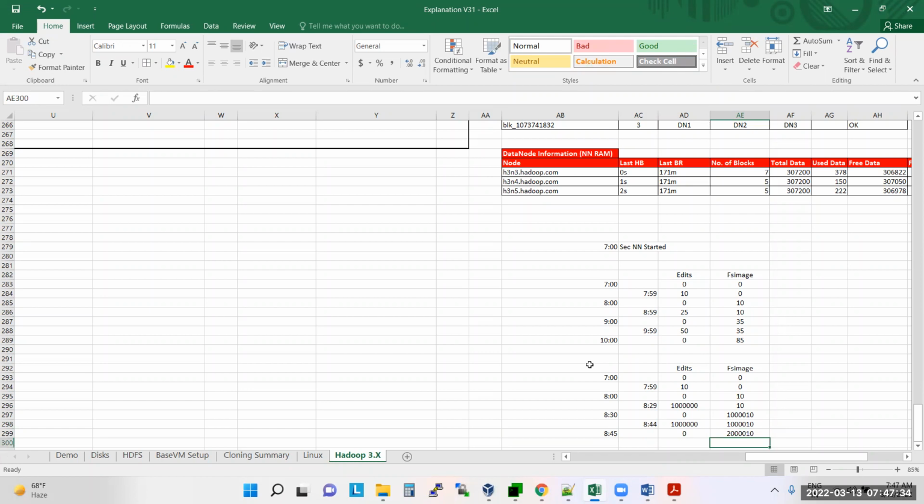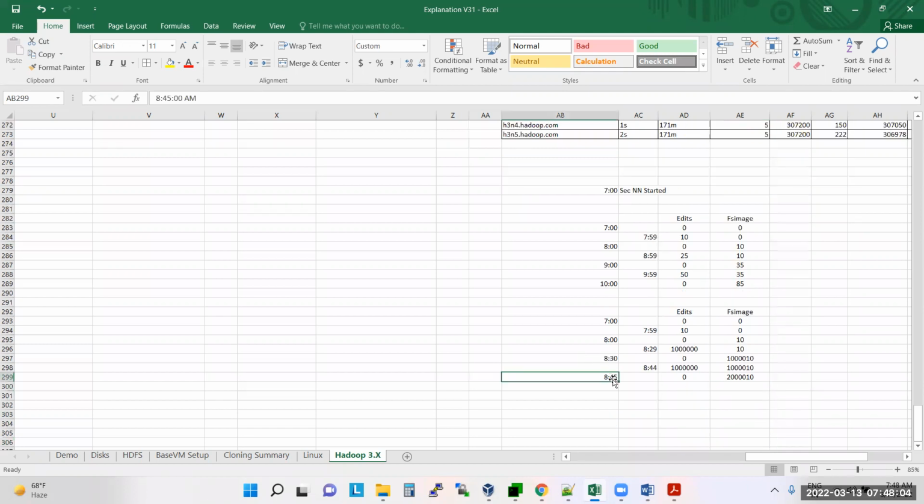Understood, guys? Whichever criterion is met first, the checkpoint will happen. If the time criterion comes first, the checkpoint will happen, or if the number of transactions criterion comes first, the checkpoint will happen. That means if the transactions are less than 1 million, then it will go as per time, as per the 1 hour. Now the checkpoint will happen at 8:45, and the next checkpoint will normally happen at 9:45. Understood? Yes, sir. So that's how it works.